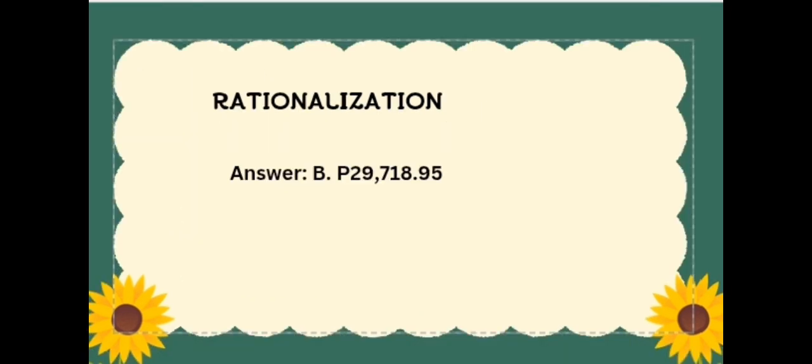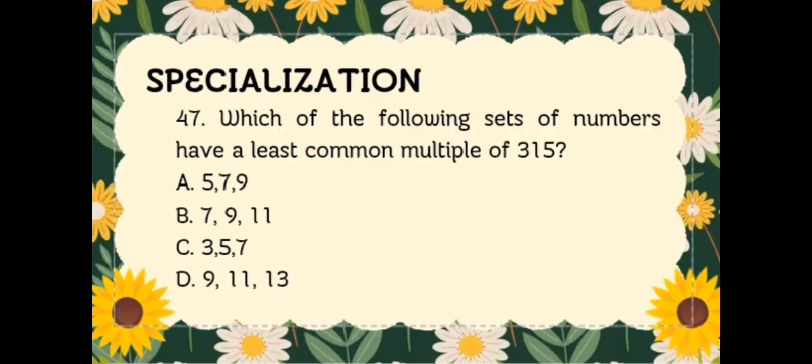So the answer is letter B. The quantity of 2x plus 3 times the quantity of 3x plus 4. So letter A gives 2x squared plus 13x plus 6. Letter C gives 3x squared plus 18x plus 12. Letter D, 9x squared minus 21x plus 12.